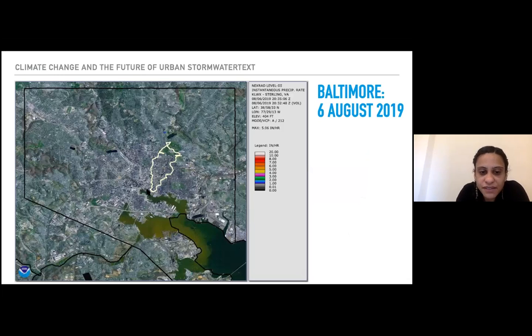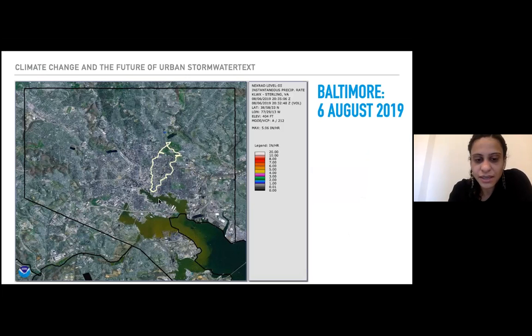So one interesting event that happened also in Baltimore recently, I had an undergraduate student that was working on mapping historic stream channels that had been buried in the city of Baltimore. We were focused on the historic Hartford Run, which no longer exists, but was filled in the early 19th century.